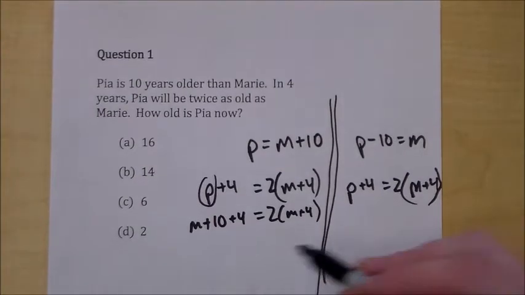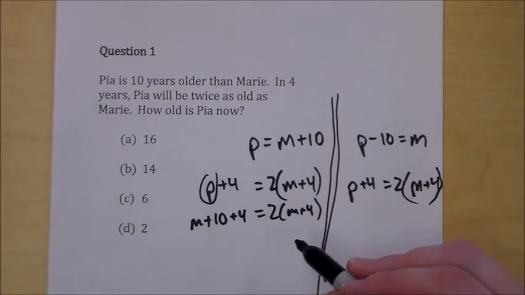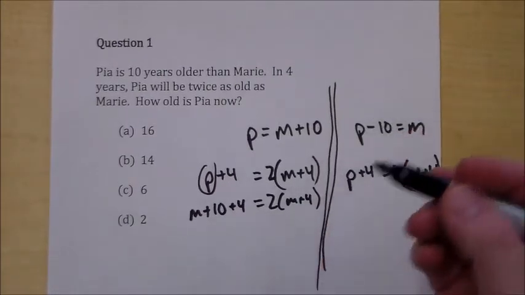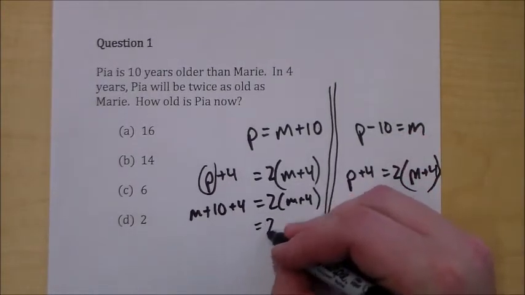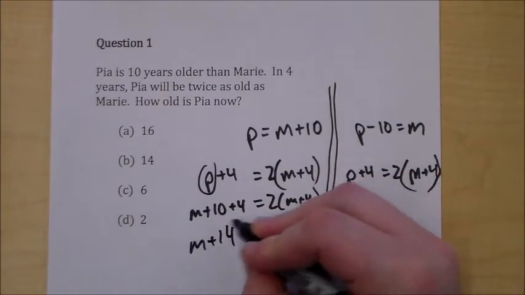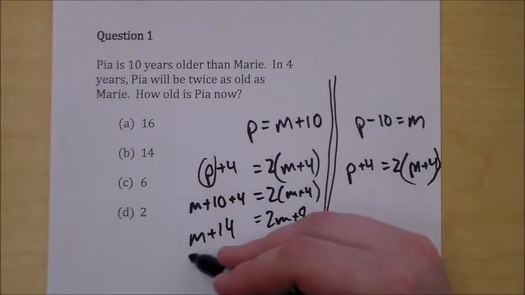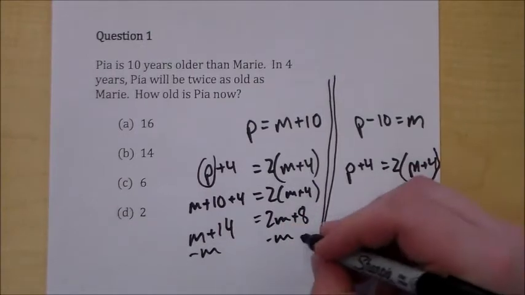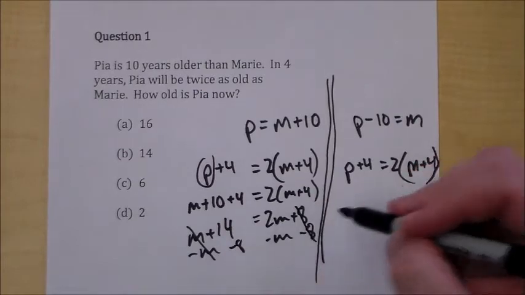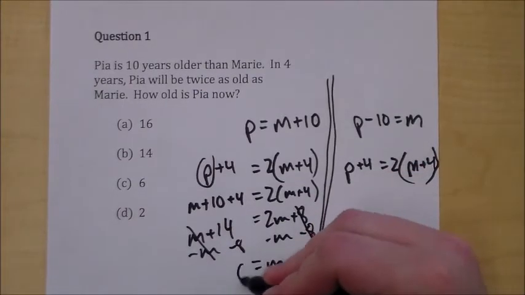Well, if you have that, now you have the same variable on both sides of the equation. You can just solve for M. It's not too difficult. Use the distributive property here to get 2M plus 8. Then you have M plus 14. You combine 10 and 4. Then you're just going to subtract M from either side and subtract 8 from either side, right? Subtract M, cancels that out. Subtracting 8 cancels that out. And you have M equals 6.